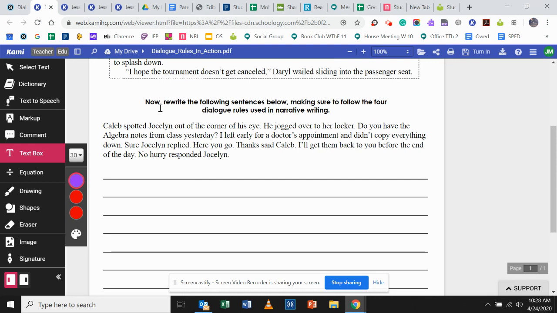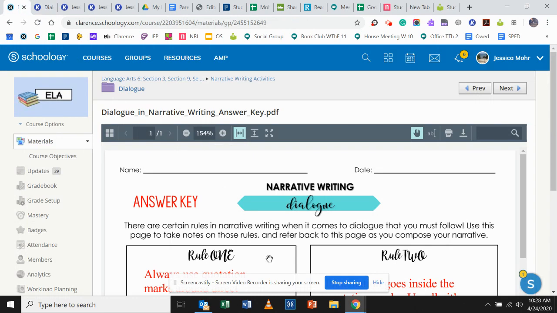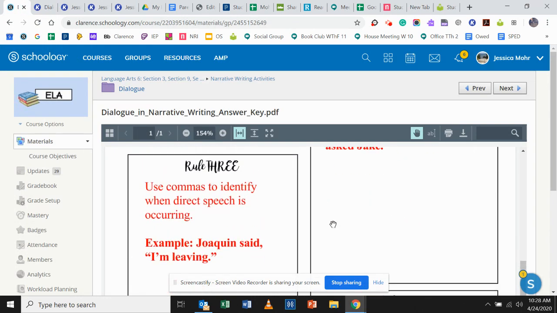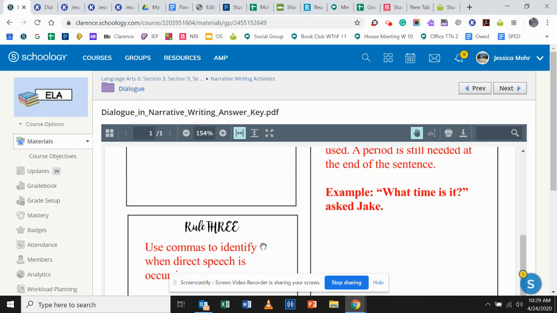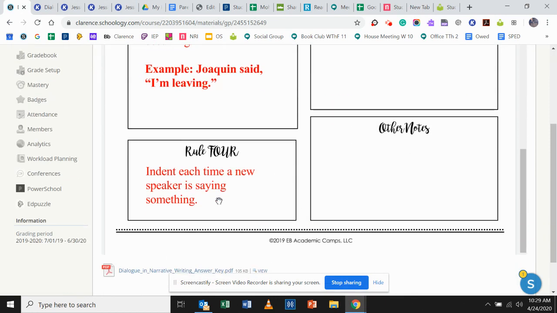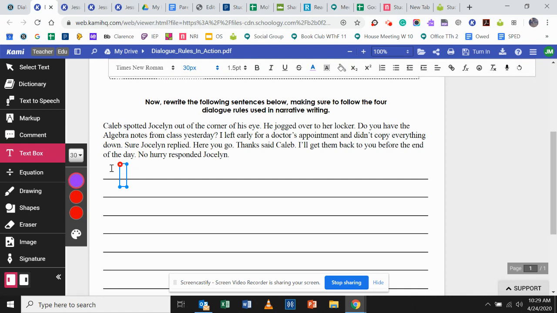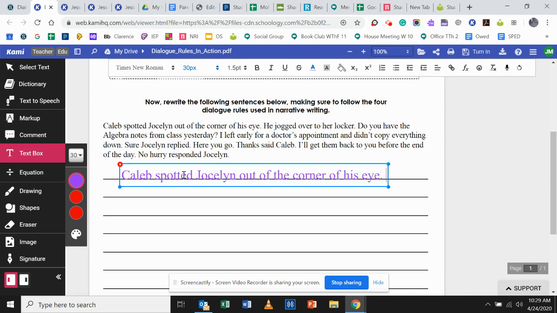Now you need to take this body of writing and follow all of the dialogue rules. The dialogue rules that you saw over here, using quotation marks, putting the quote punctuation within, putting a comma after who is saying what, and indenting each time a new speaker is saying something. So same thing as you did before. You will click your text box. You will start typing. Caleb spotted Jocelyn out of the corner of his eye.